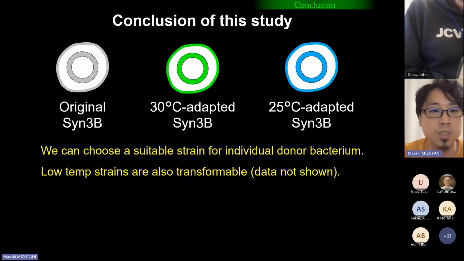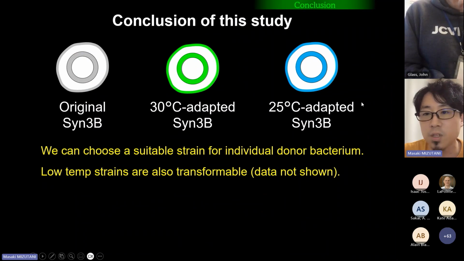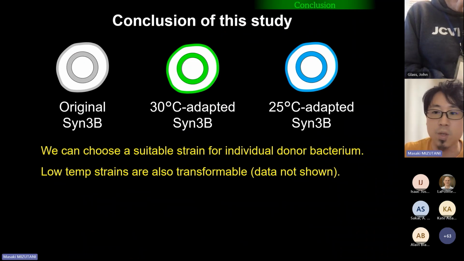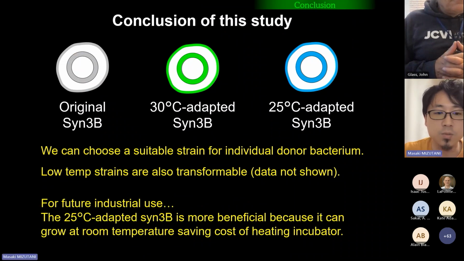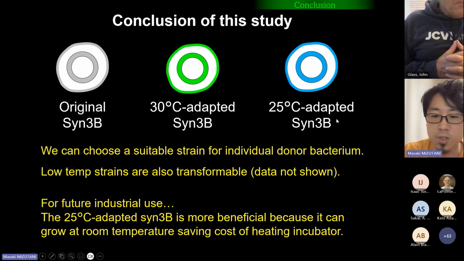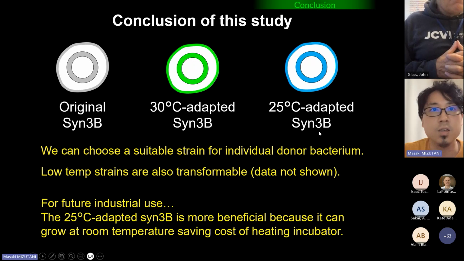This is the last slide, the conclusion of this study. Now we have the 37-degree Syn3B and also a 30-degree adapted one and a 25-degree adapted one. So now we can choose a suitable strain for an individual donor bacterium. And that's not shown, but the low-temperature adapted strain is transformable. We checked already. And for future industrial use, this 25-degree adapted Syn3B is very beneficial because we can save the cost of the heating incubator. Yeah, that's it. Thank you for your attention.